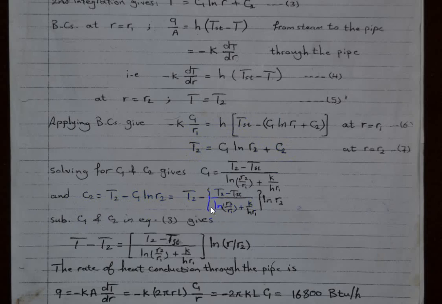This term, as you can see, indicates that C2 is entirely evaluated in the equation of C1 and inserted completely into the equation of C1. So T2 indicates T2 TST ln R1R plus KHR ln R2. This is the ln R2, as indicated.